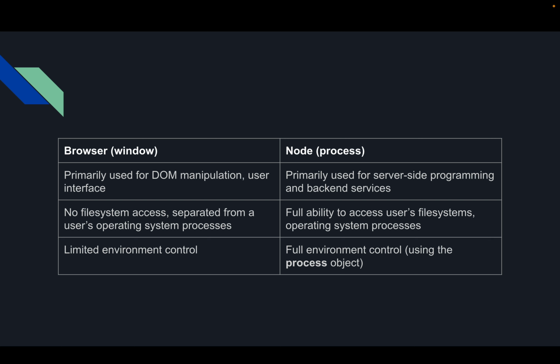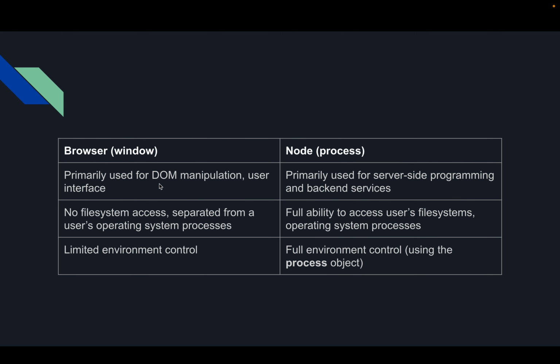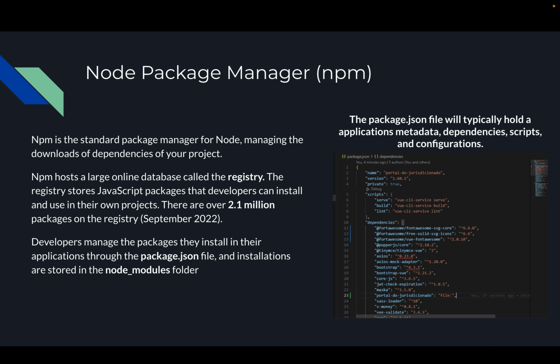there are only slight differences between Node and JavaScript on the browser. JavaScript on the browser is primarily used for DOM manipulation and user interfaces. There is no file system access because the browser doesn't allow you to do that, and it has limited environment control. Whereas Node is primarily used for server-side programming and backend stuff, which is why we're learning it right now. It has the full ability to access the user's file systems and operating system processes, and full environment control. So essentially, Node allows you to treat JavaScript like how you would treat any other programming language like Python or Java. So I'm going to go over that in a bit.